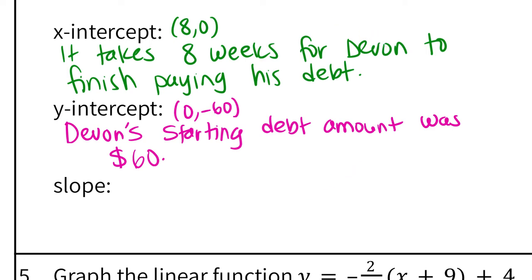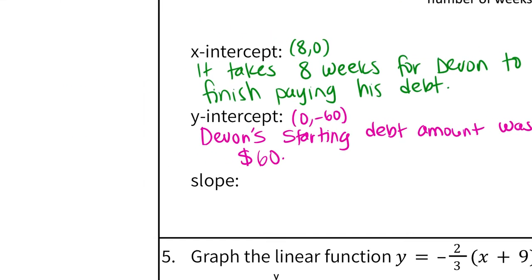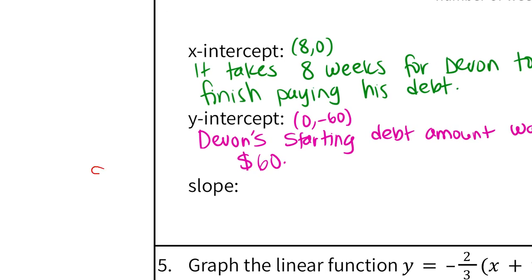So for the intercepts, the y-intercept is always going to be your starting amount. So it's where you start at. And the x-intercept is going to be where you end.